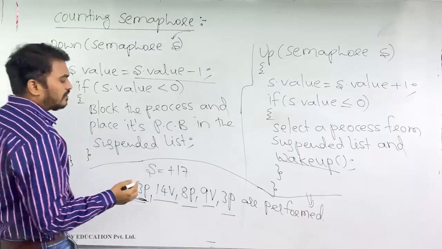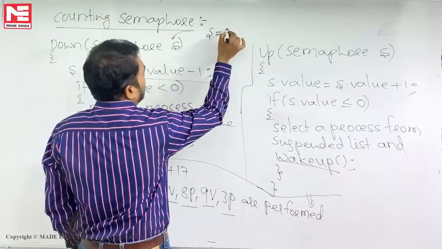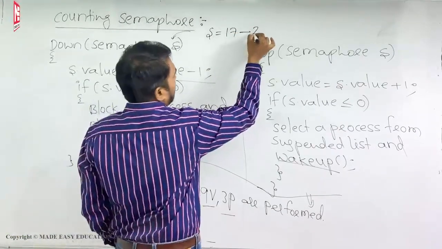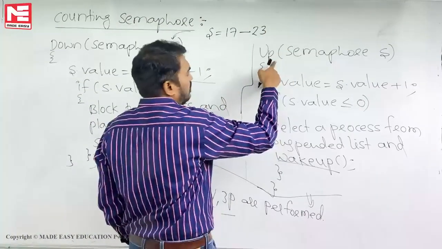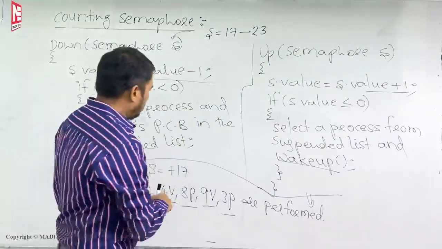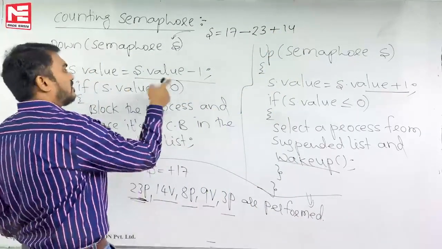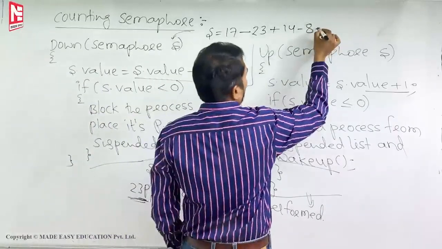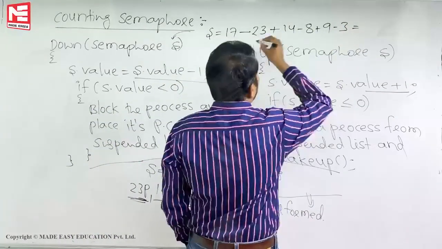Okay, look here. The initial value of semaphore is 17. I am writing here. Initial value 17. Now 23 times you are decrementing, so that becomes minus 23. Next, 14 times you are incrementing. Every time you perform an up operation, the semaphore value is incremented by 1. So that becomes plus 14. Next, 8 P, so 8 times decrement again, so minus 8. Next 9 times increment again, so plus 9. Next 3 times decrement, so minus 3.